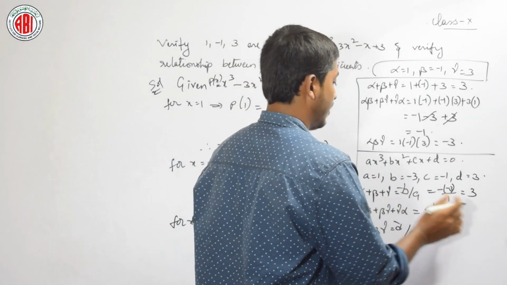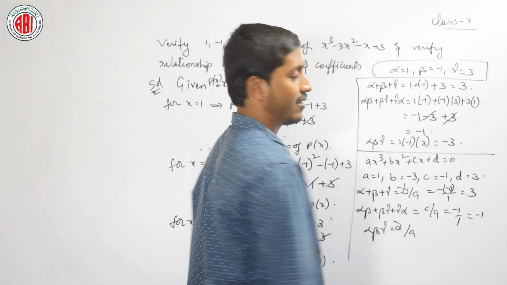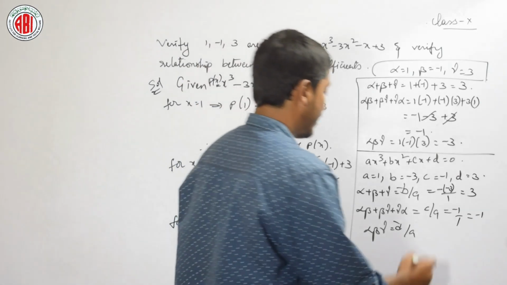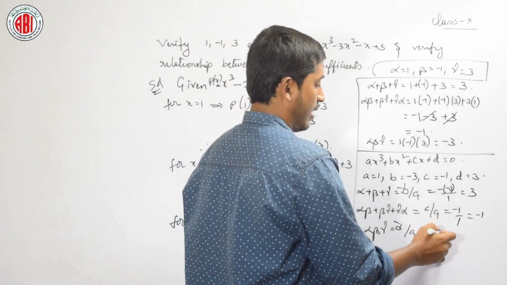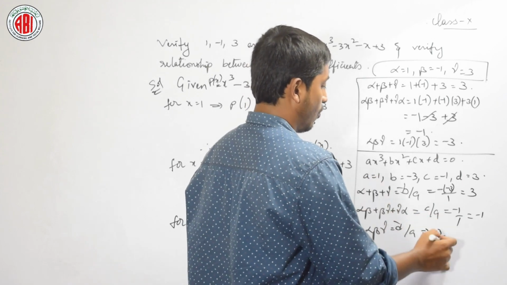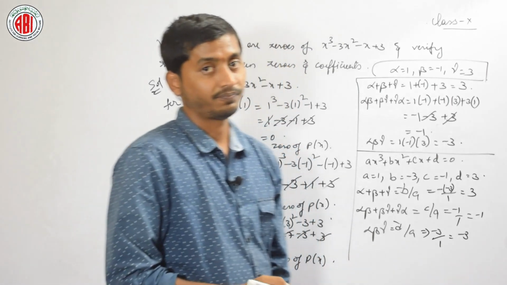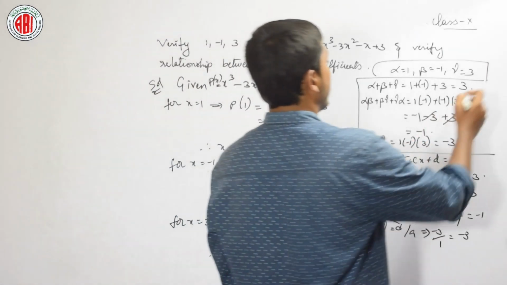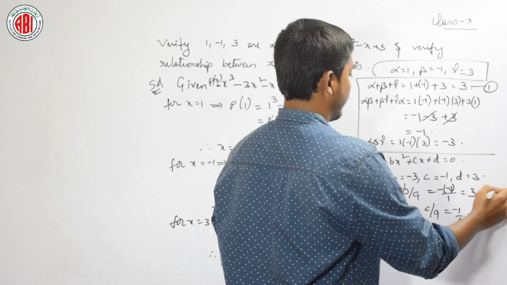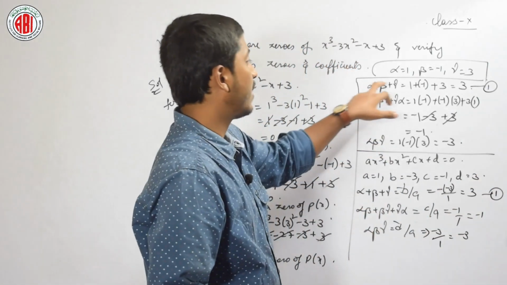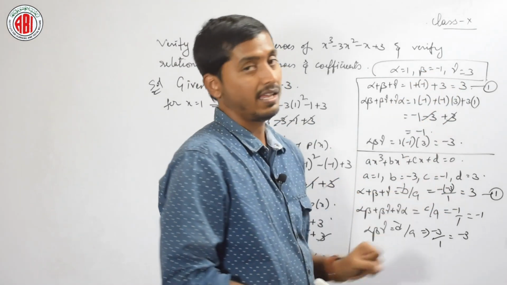Now see here, what is c by a? C is minus 1, a is 1, it is nothing but minus 1, right. Similarly, minus d by a, what is minus d? Minus 3, and what is a? 1. Minus 3 by 1 is minus 3. Right. Now check this. This is first one of this and this is first one of this. Alpha plus beta plus gamma is 3 here. Here also alpha plus beta plus gamma is 3.